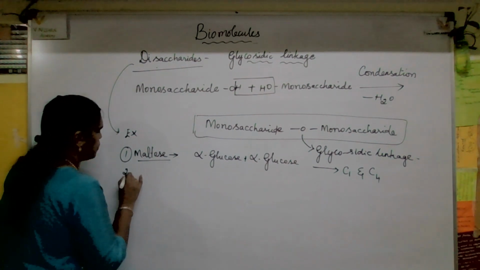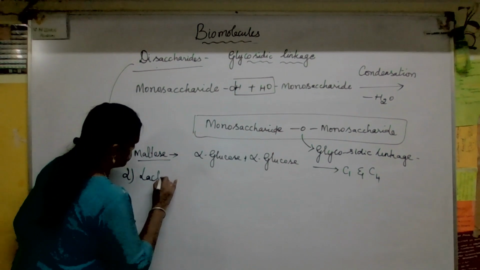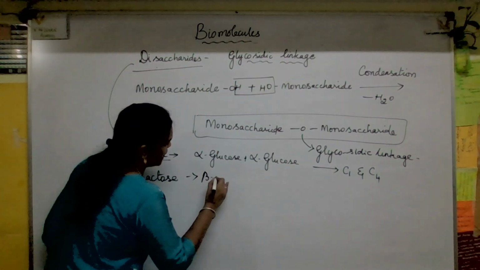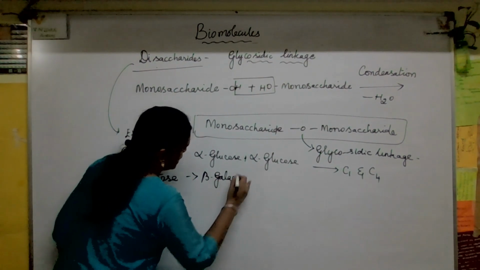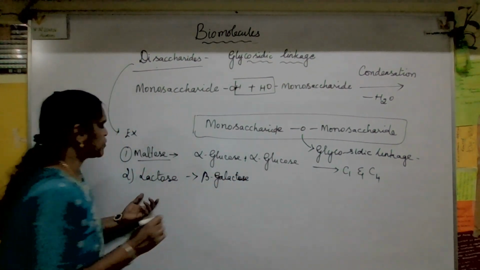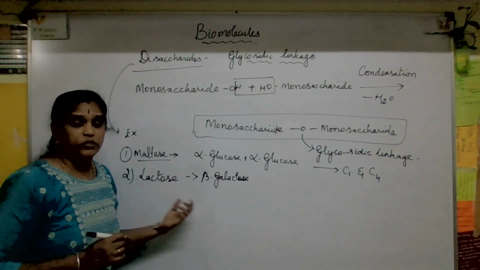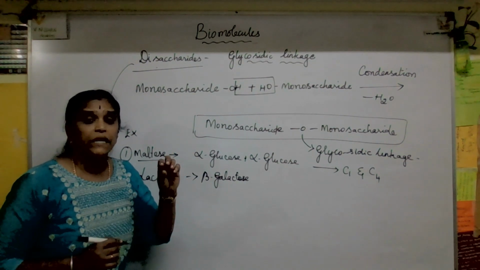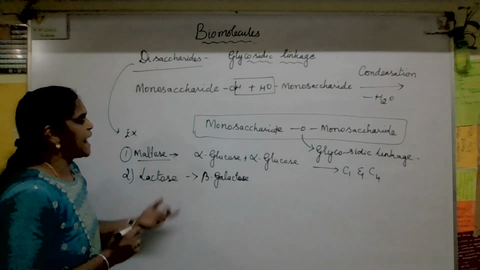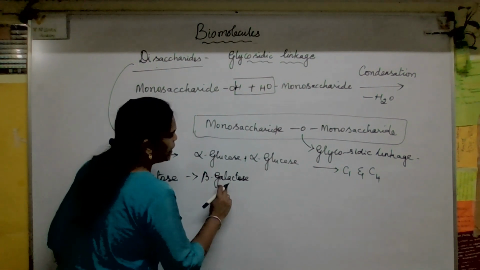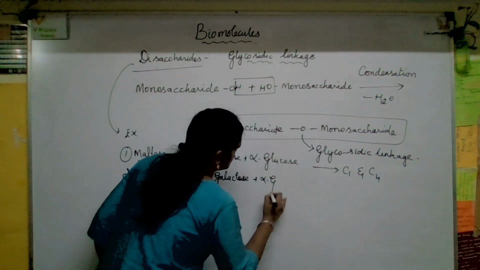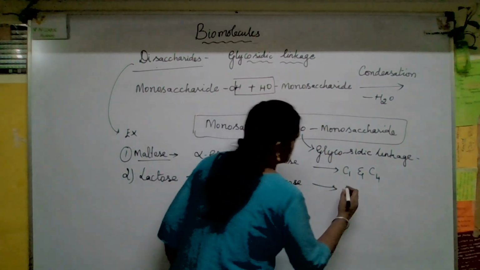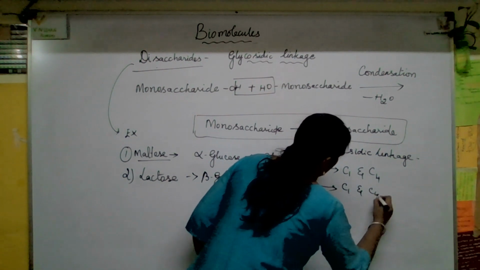Now the second one, lactose. What units are available? Beta galactose plus alpha glucose. You will get lactose from milk only. Maltose, where do we get it? From malt sugar. The position where the linkage has joined is C1 and C4.